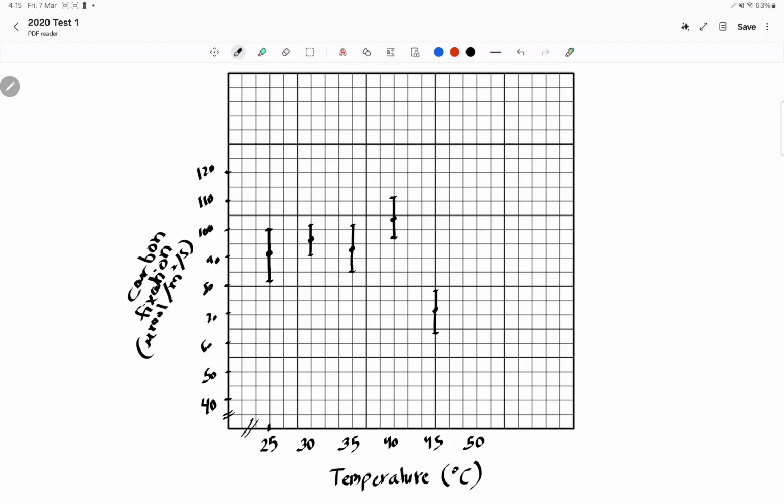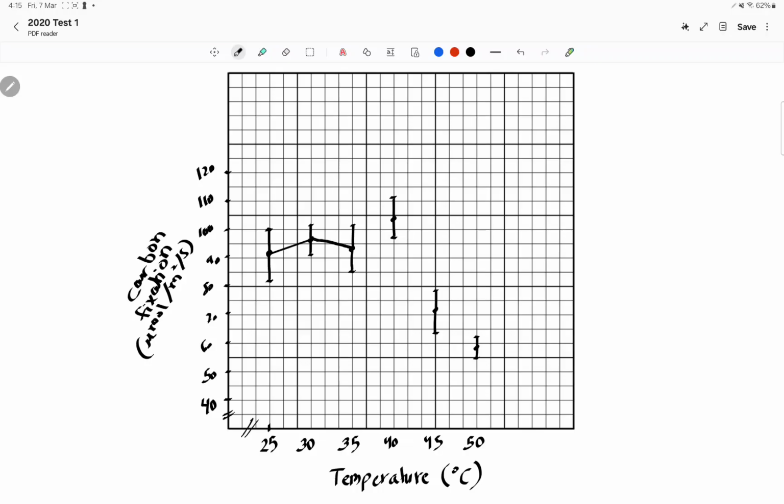Finally, we have 50 on the x-axis, but 59 on the y-axis. 55 and 63. This is a line graph. Now we actually have to connect them by a straight line like this.